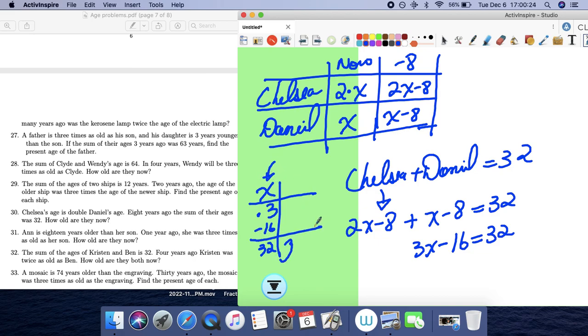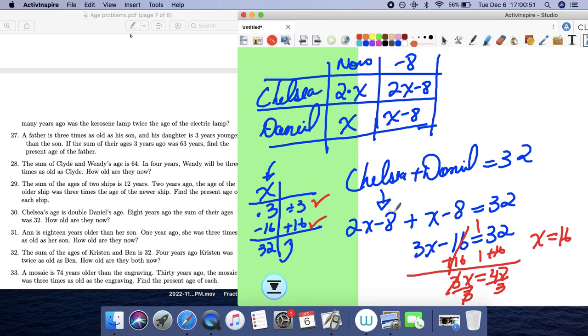Inverse operations, right? Plus 16, and then divide both sides by 3. So those are the two things that I need to do. So plus 16 here, plus 16 here. Those two go away. 3x is left over on the left side. 32 plus 16 is 48. Check, I've done that. The second thing I have to do is divide both sides by 3. Divide by 3, divide that by 3. 48 divided by 3 gives me x equals 16. So that was x equals 16.